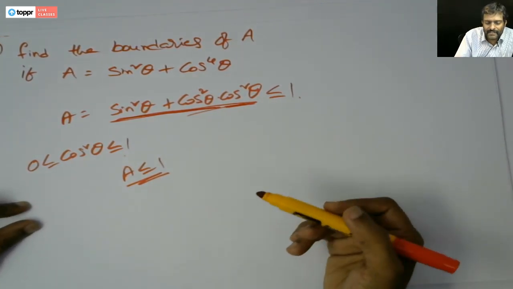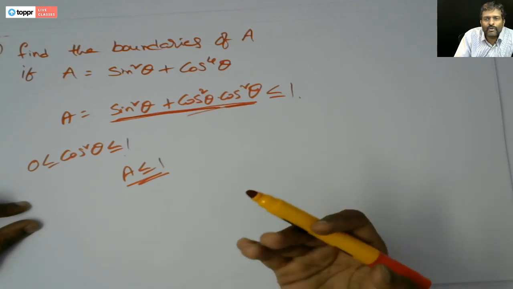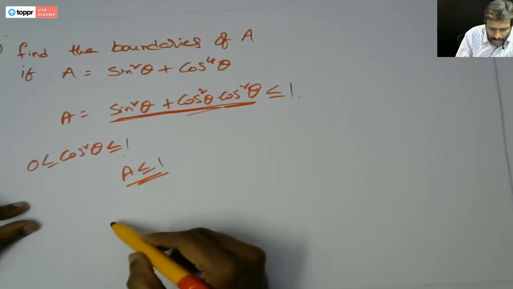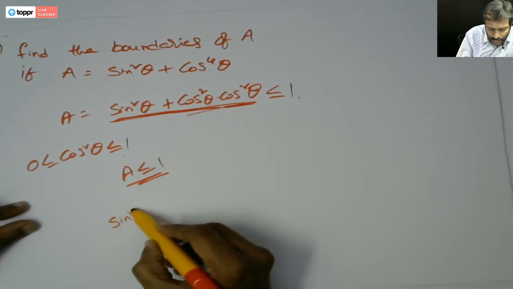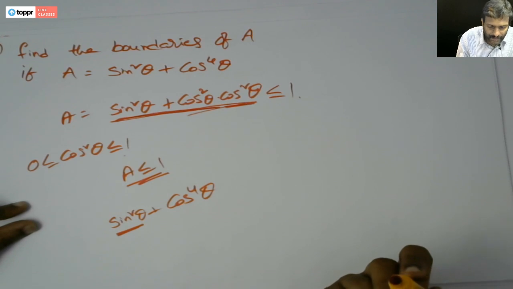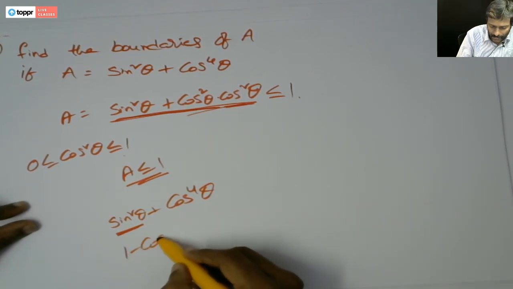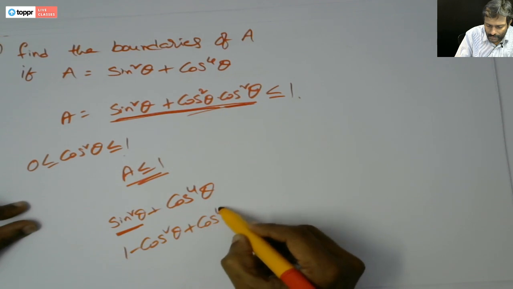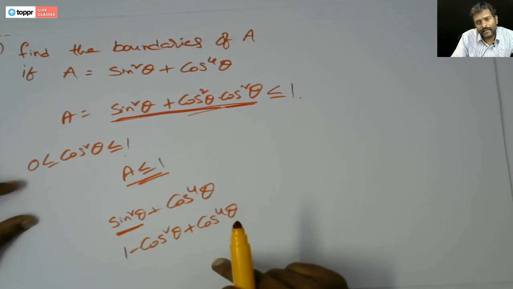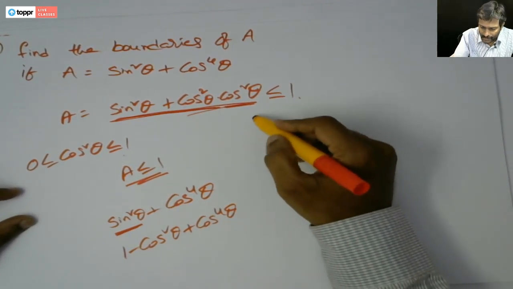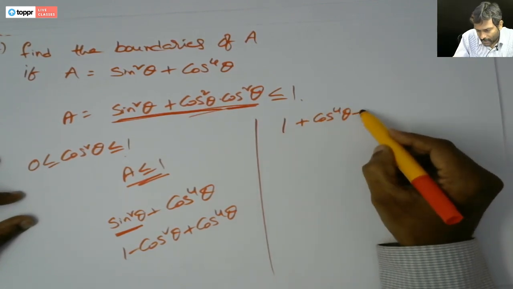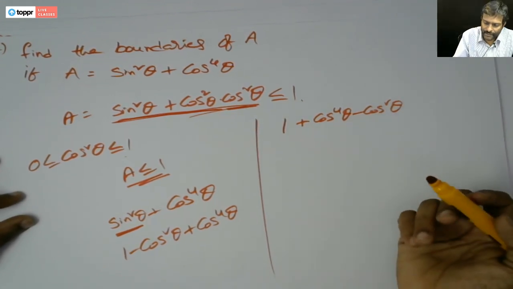Now let us see if there is any lower bound possible for this, right? Now a can be written as sine square theta plus cos power 4 theta, right? So we'll write sine square theta as 1 minus cos square theta. So it can be written as 1 minus cos square theta plus cos power 4 theta, right? So we can write it this way. Then what we can do is write 1 plus cos power 4 theta minus cos square theta.